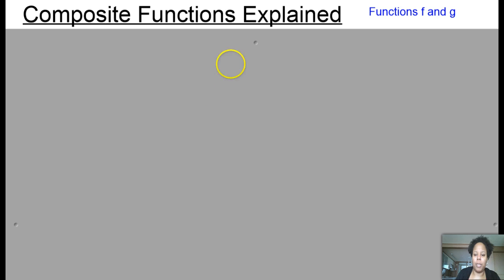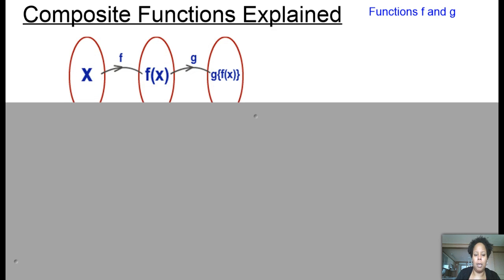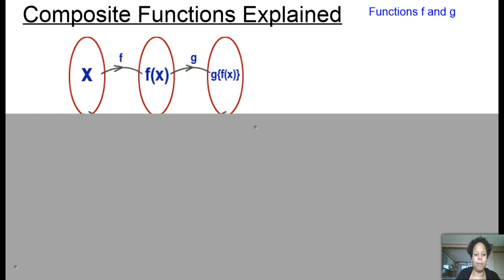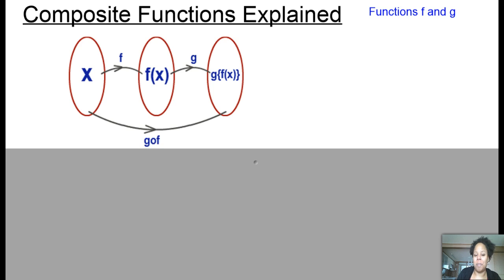But let's say that I want to take values from the domain of f, and I want to input them into f, and I'm going to get out values into the range of f. Okay? And let's say I want to take the values from the range of f and input them into g, and when I get the result, there will be outputs from the range of g based off the inputs, which are the range of f. Confusing, isn't it? But that's what composite functions are.